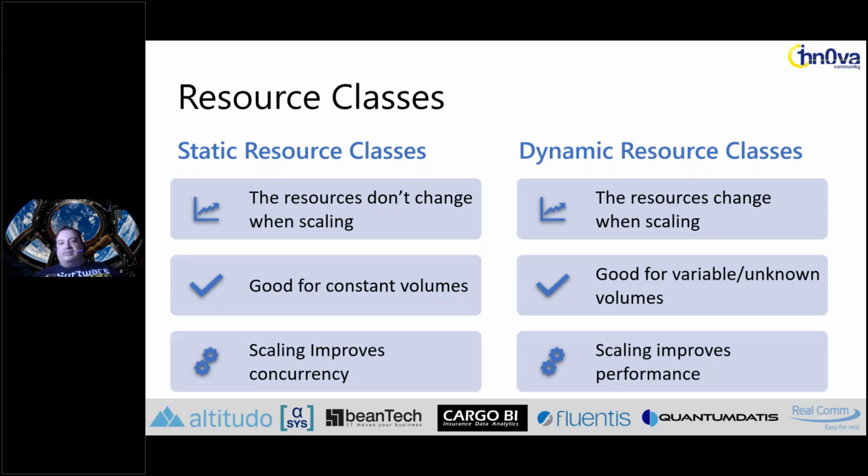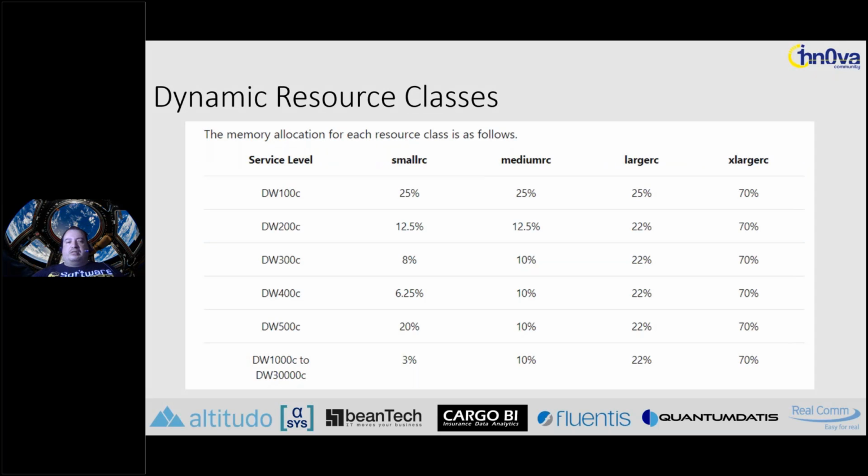But with the dynamic resource classes, if we scale the SQL dedicated pool, you'll be improving the performance of the user query. So these are two different points of view: improve concurrency or improve performance. And of course, you don't need to choose one of them. You can put some users on static resource classes and some users on dynamic resource classes according to the needs of the users. This is planning that needs to be done on the SQL dedicated pool.